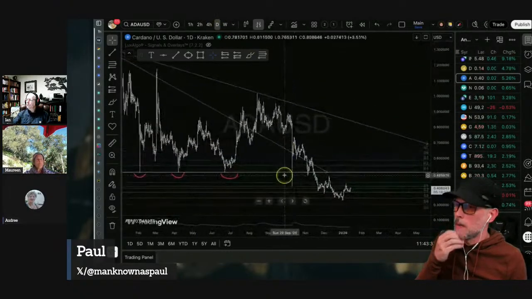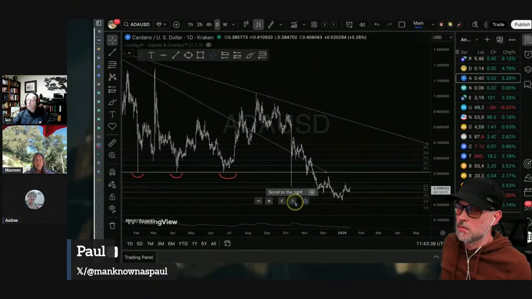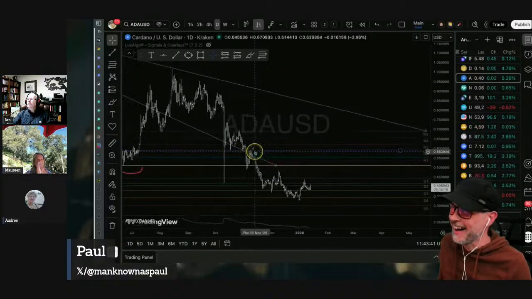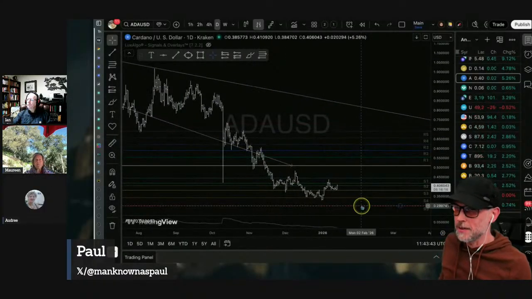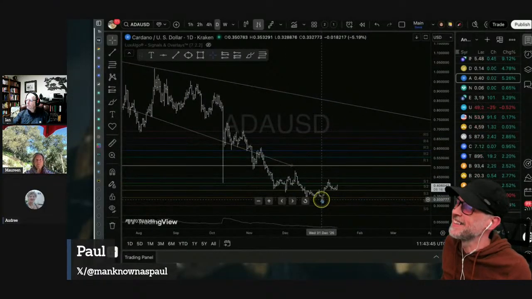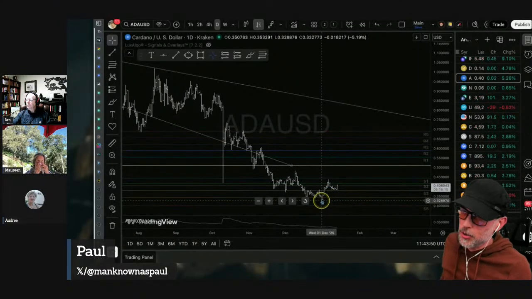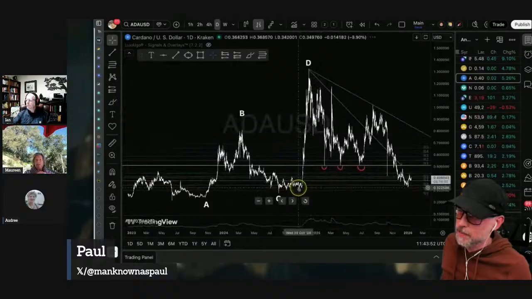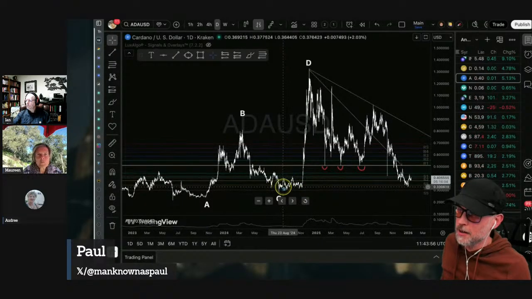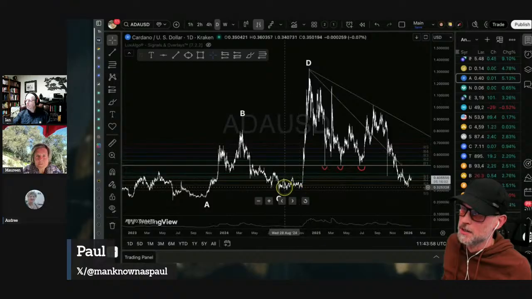Cardano showing life. I'm laughing because it's just funny. This low here, 32 cents. We're still within market structure. Yes, it's cutting it pretty thin there, guys.